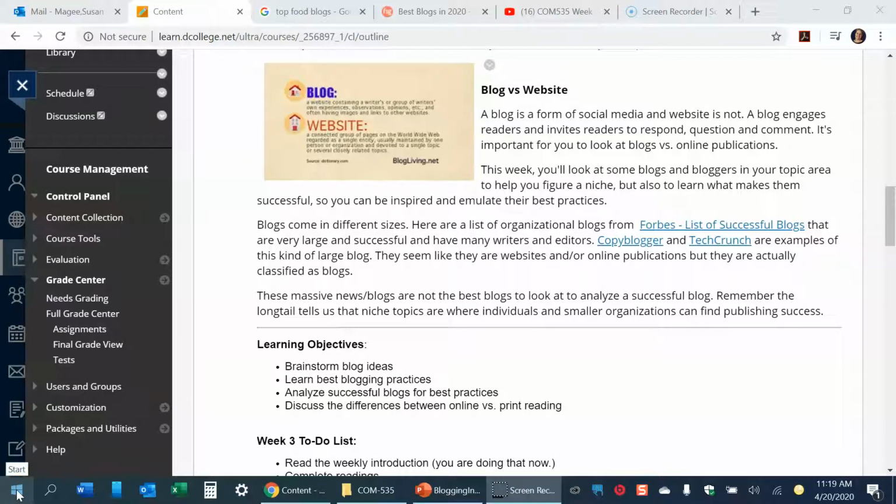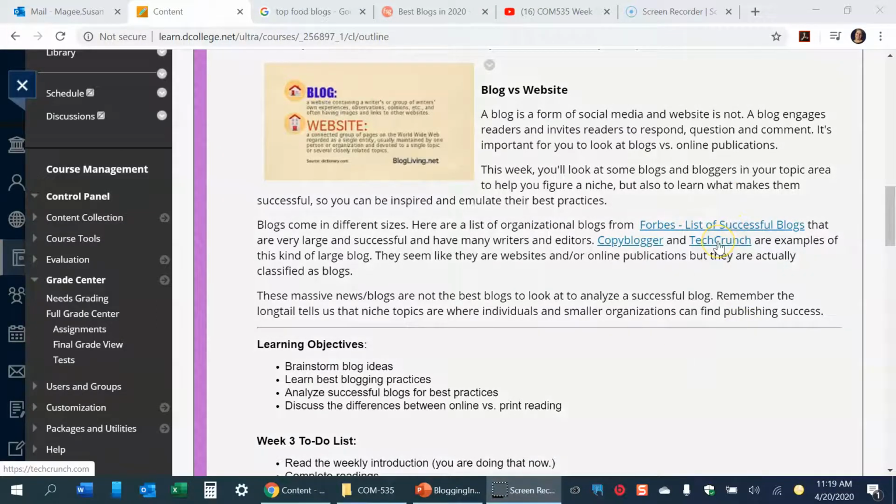Now that you understand what a blog is technically, through the commenting and the most recent content being highlighted, there are different types of blogs. We talked about business to business, business to consumer, and individual, but there's also organizational blogs. These are the large, some of them multi-million dollar, publications and organizations, like one from the Forbes list, TechCrunch.